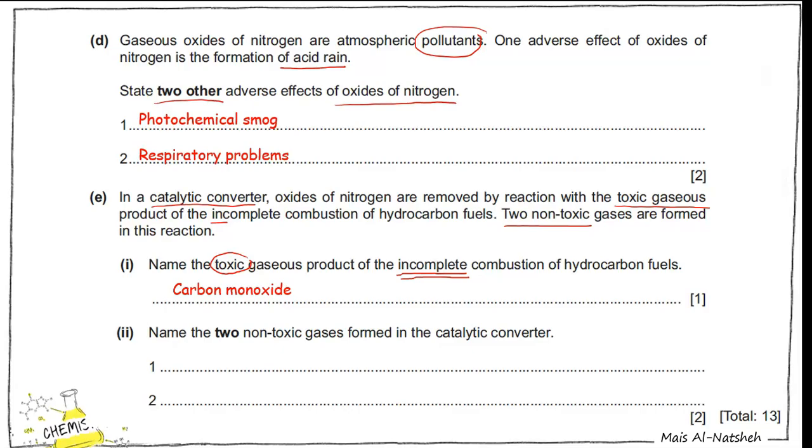Name the two non-toxic gases formed in the catalytic converter. Now, in the catalytic converter, oxides of nitrogen reacts with carbon monoxide to produce nitrogen gas and carbon dioxide. So, nitrogen oxide will be reduced, carbon monoxide will be oxidized to make carbon dioxide and nitrogen.